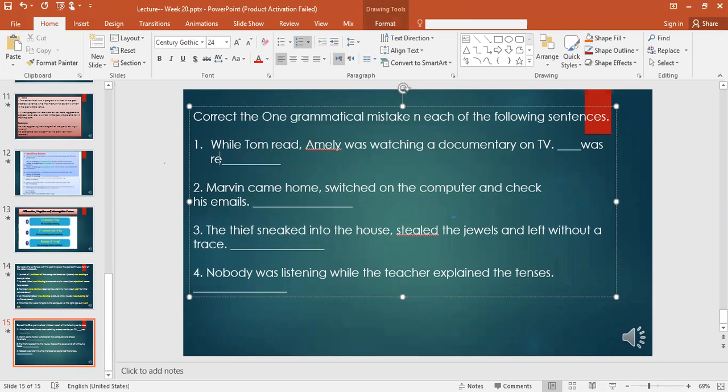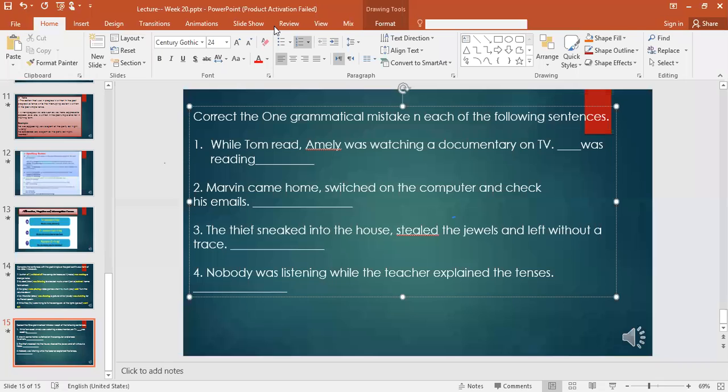Okay, Huda, can you explain why did we use the progressive tense here? Because there was an action taking place in the past when another action interrupted. Is there an interruption here or two actions happening at the same time? Two actions happening at the same time. So while Tom was reading, Emily was watching a documentary. So both of the verbs are used in the progressive tense. It means both of the verbs were happening at the same time in the past. Okay?